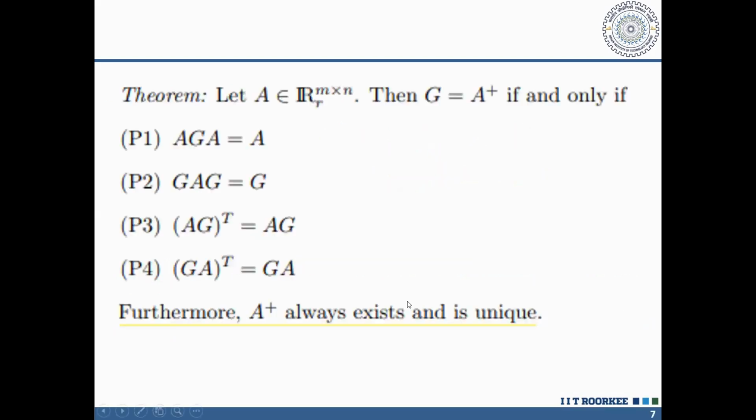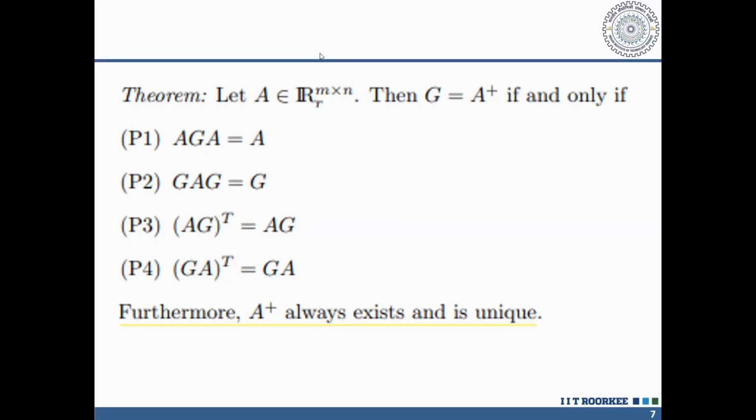Then coming on to some of the properties, these four conditions are essentially the conditions that you need to check whether a matrix G is a pseudo inverse for A or not. Right? What I mean by that is if you're given a matrix G and you want to find out whether or not it is the pseudo inverse for A, then these four conditions are going to be sufficient. If G and A satisfy these four conditions, then necessarily G is the pseudo inverse of A, right?